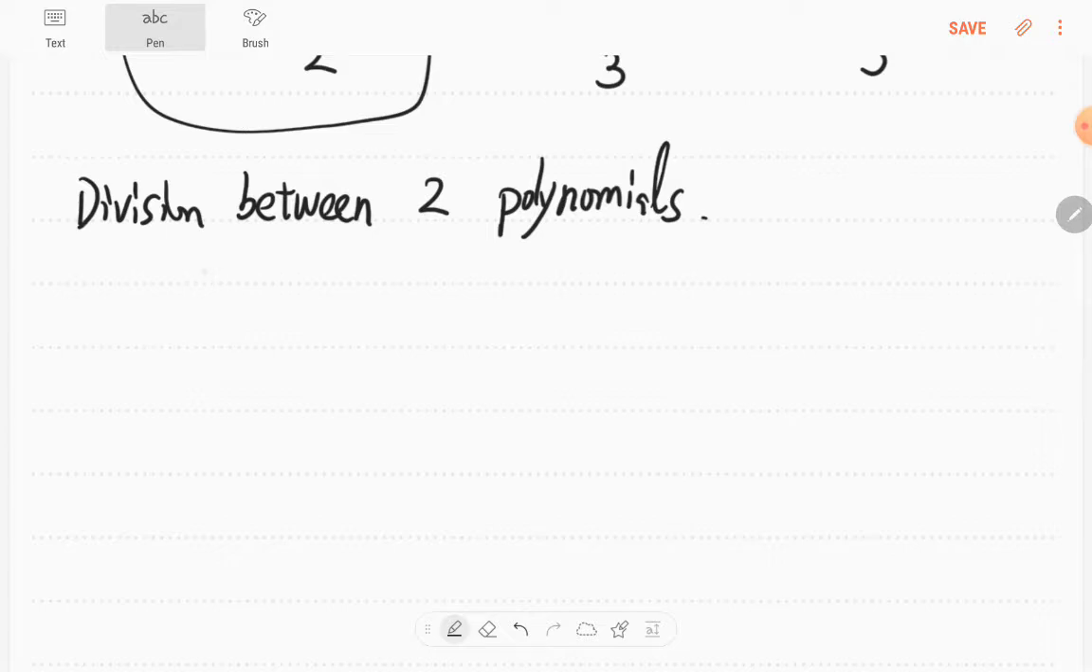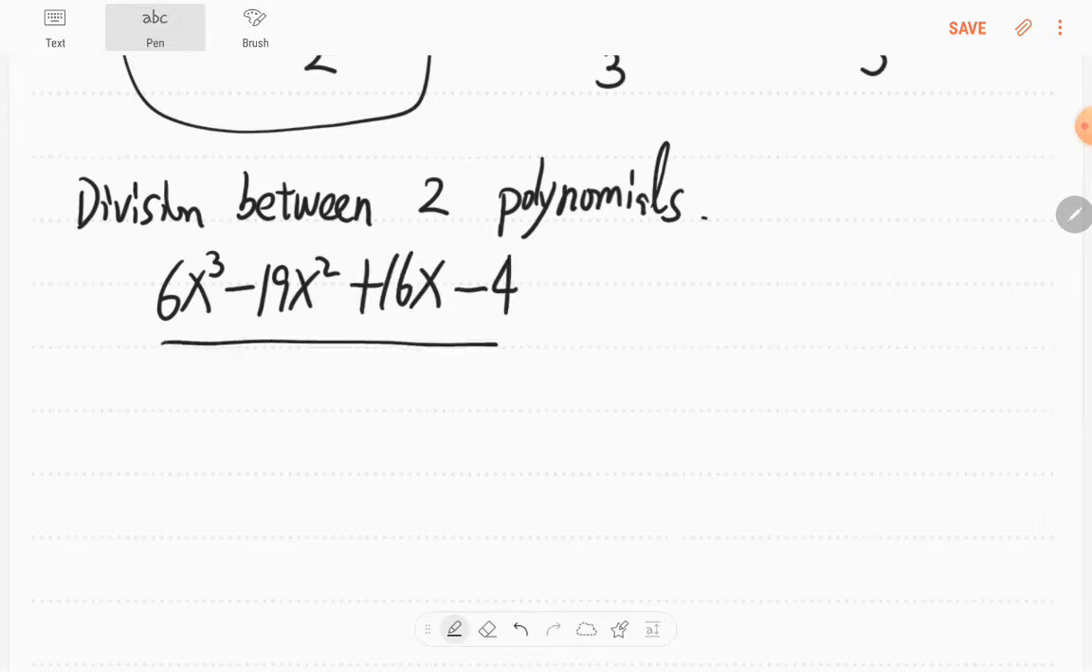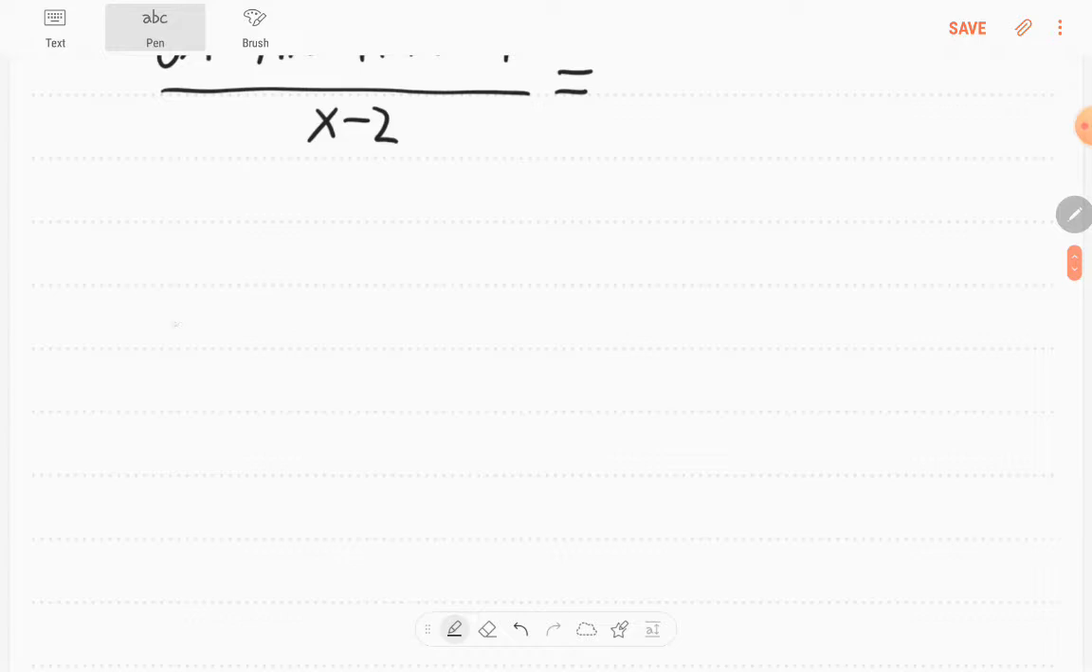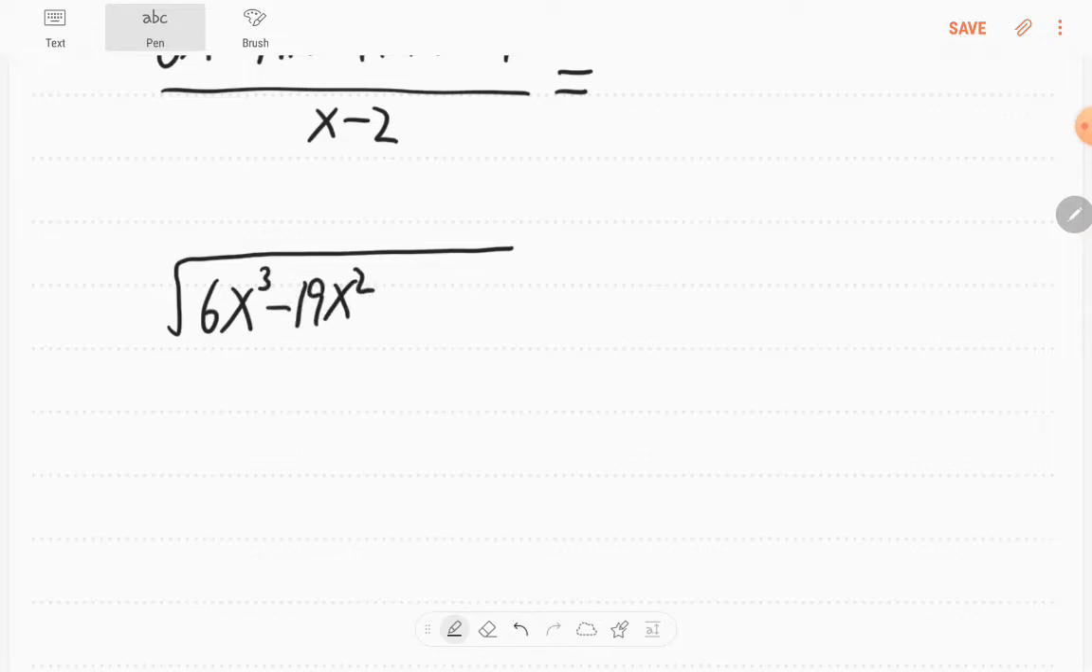We want to know what is 6x cubed minus 19x squared plus 16x minus 4 divided by x minus 2. Okay, we want to know what this is. So we use the similar way. We still write down the symbol: minus 4, and this is x minus 2.